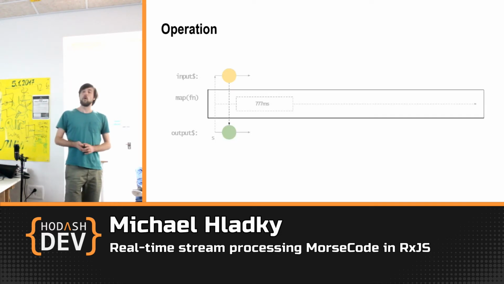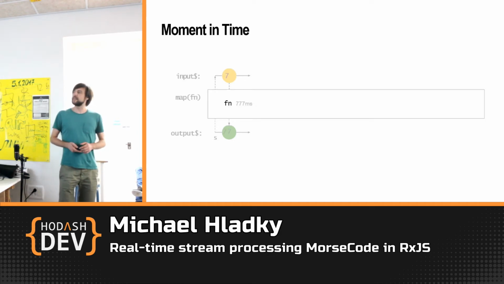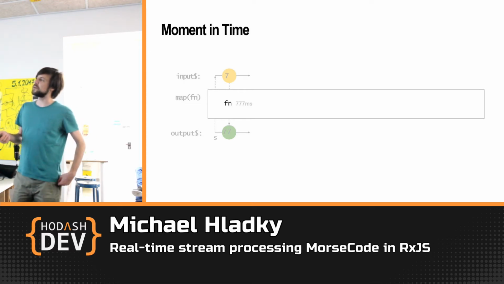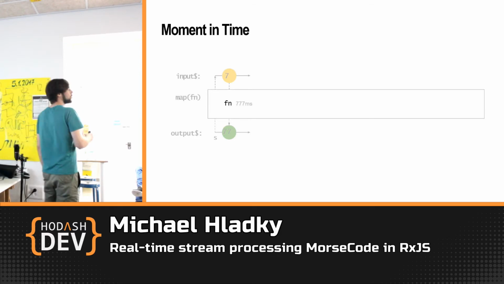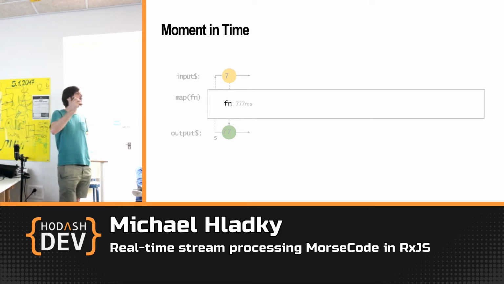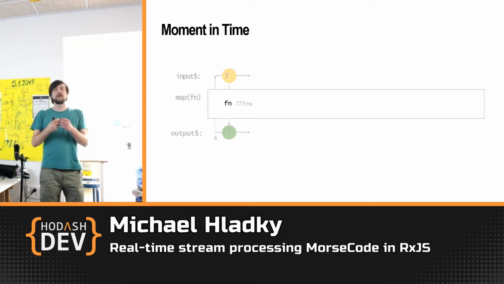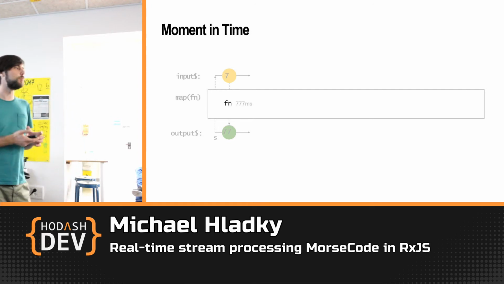Then we have the operation, transforming a value from A to B, for example. And then we have some functionality that happens inside an event in time that is executed. In this case, my event in time is a function that is executed that maps a value from A to B.